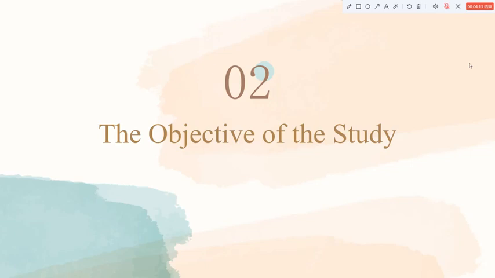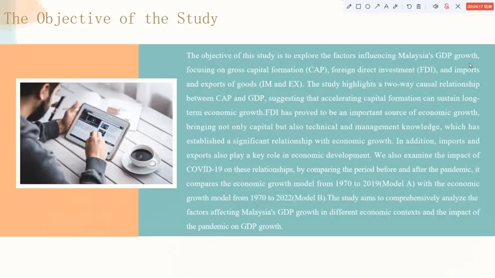Now let me start the second part, the objective of the study. The objective of this study is to explore the factors influencing Malaysia's GDP growth, focusing on gross capital formation, foreign direct investment, and imports and exports of goods.